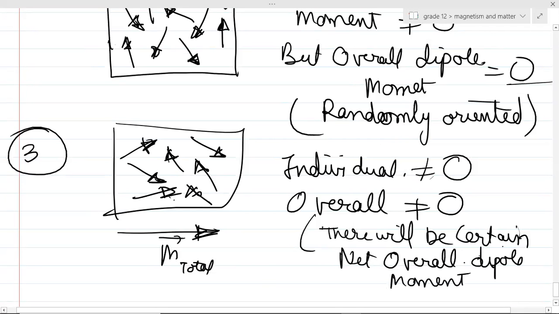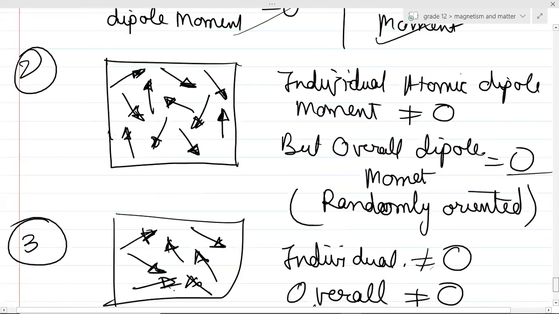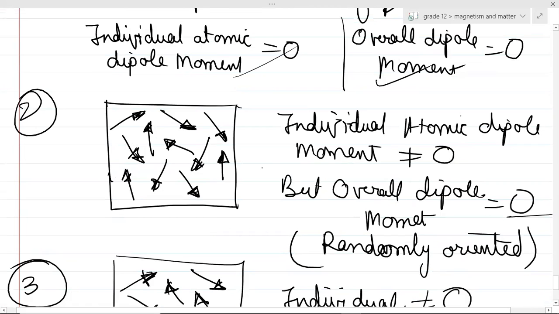So these are all the different possibilities which we have, and based on this we have different types of material, right? The second and third kinds of materials are much more commonly found as compared to the first ones, because the first ones are a very ideal case. Generally any material you find will either have an overall dipole moment or not have one, right? So 2 and 3 are most commonly found in nature, whereas 1 is very rare.